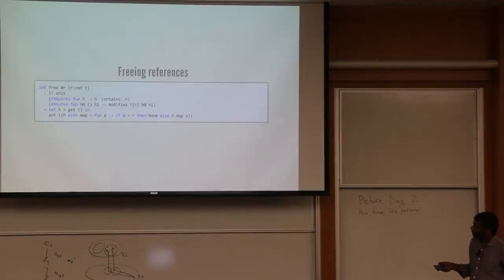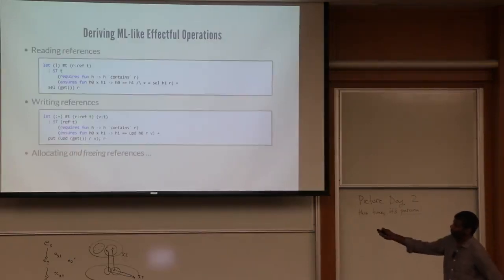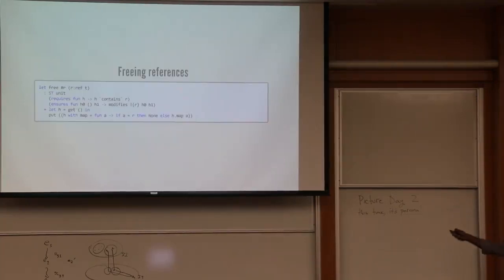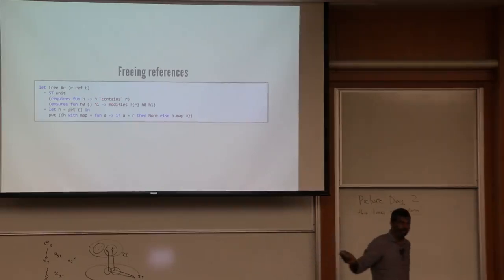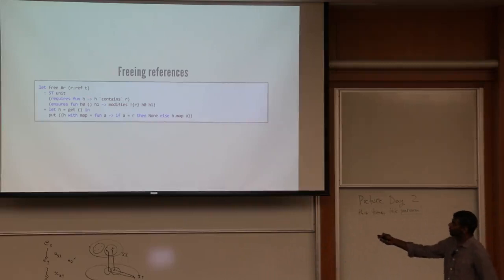Now, at the cost perhaps of being forced to retain these kinds of preconditions elsewhere. Okay? But I can do freeing by saying, hey, if I want to free a reference, I need to prove that the heap contains it. I don't want to allow double frees. Okay? So I need to prove that the heap contains it. And then the way I'm going to implement it is to get the current state and nuke that address. Replace the map at that address with none.